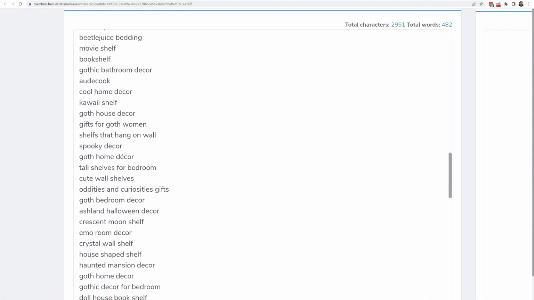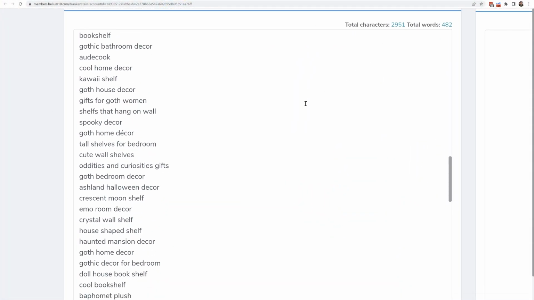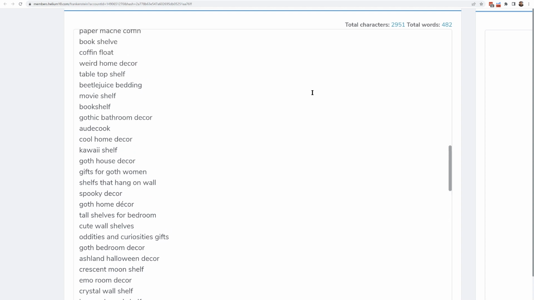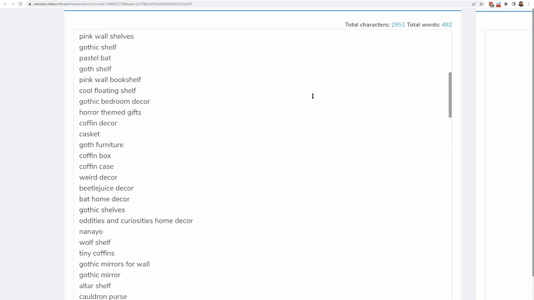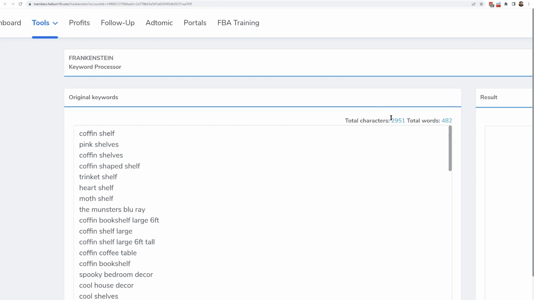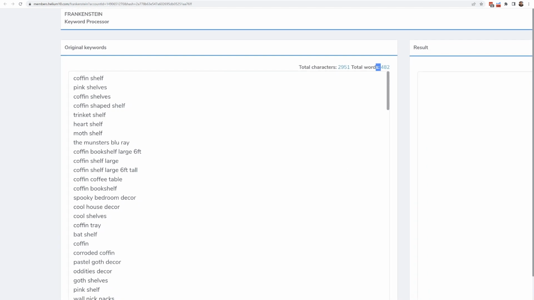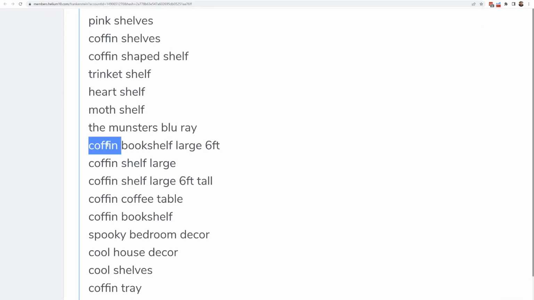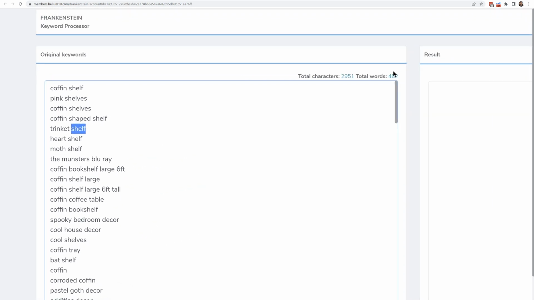All right. So let's just say that I did some research in Cerebro and I found these 200 different keyword phrases here that I just pasted into Frankenstein. And it actually tells me right off the bat that there's 482 words here. Now, I don't have room for 482 words, but if I'm looking at this list, I see coffin all over the place. I see cool twice. I see shelf like 5 times. So I know there are not 482 individual keywords here.